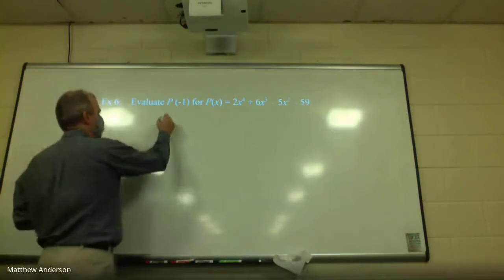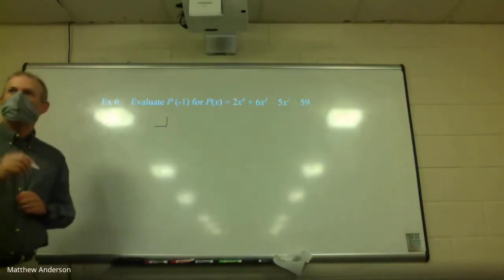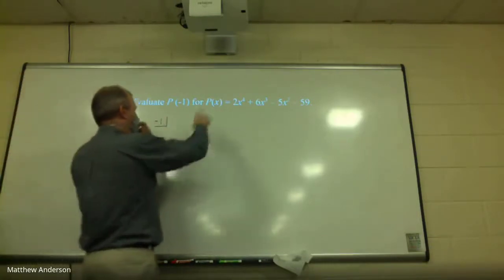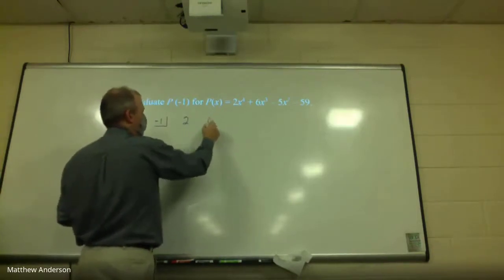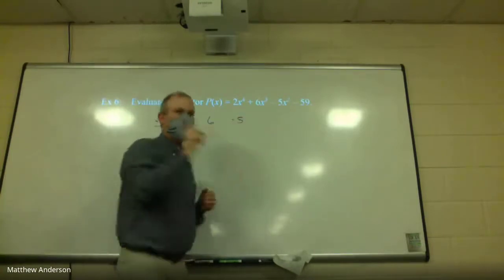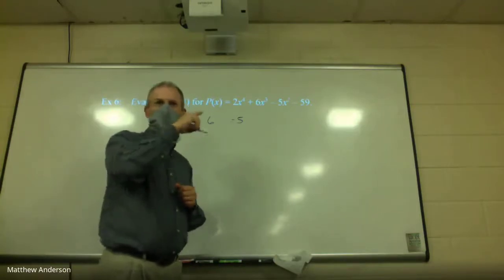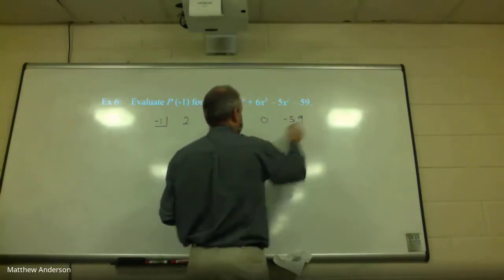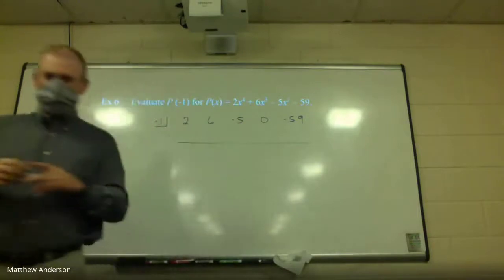Okay, so first question, what goes into the corner? Negative 1, right? They're just telling you use negative 1. When we write down our coefficients, we've got 2 for x to the 4th, 6 for x cubed, negative 5 for x squared. We've got to be careful because the x is missing, right? So we're going to put in 0 for the x and then negative 59 for the constant. Then we draw our line right underneath here.